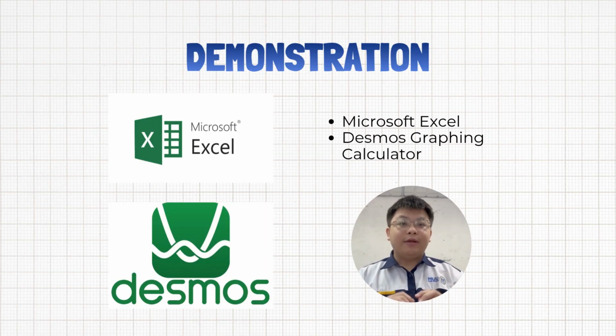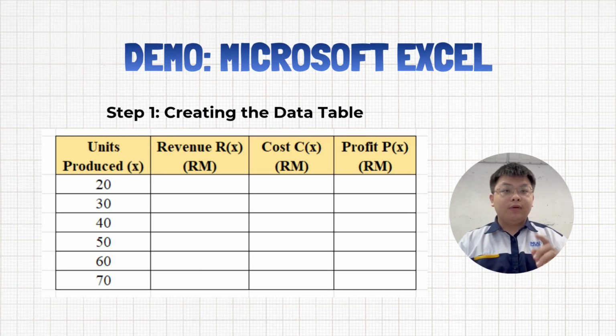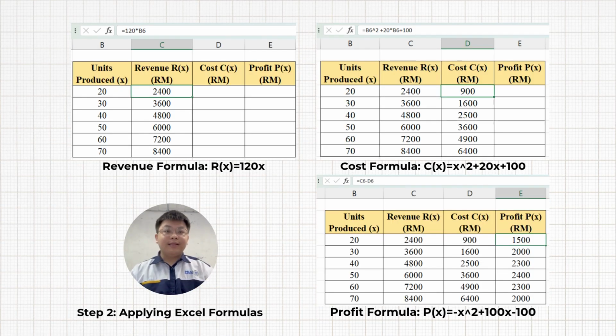Moving on next, we would like to demonstrate two methods to display the profit maximization using differentiation, which are Microsoft Excel and Desmos graphing. First of all, for Microsoft Excel, we will need to create a table that has columns including units, revenue, cost, and profit. We will insert the units ranging from 20 to 70. After inserting the units produced, we will also fill in each column using their respective formula for the revenue, cost, and profit, as displayed in the table here.